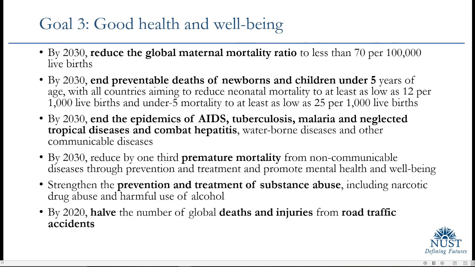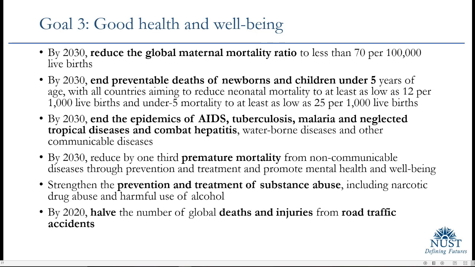Specifically, the global maternal mortality ratio has to go down. This is the first important indicator in this. Under 5 deaths are also a target of this. Reduce AIDS, tuberculosis, malaria, and neglected tropical diseases, and combat hepatitis. Premature mortality is one of the concerns in many countries, and this is also the case in Pakistan.